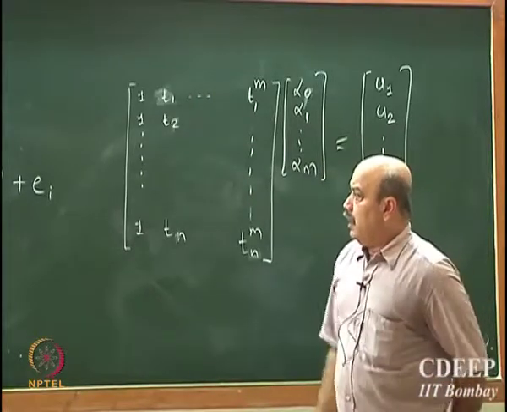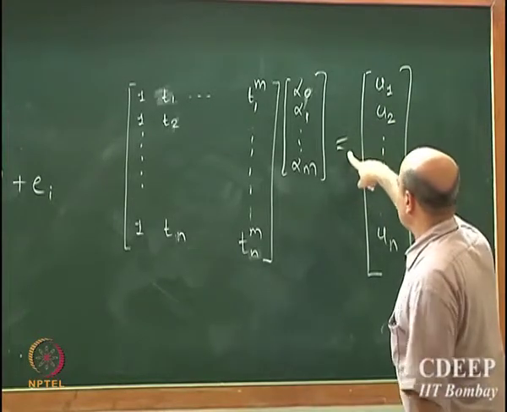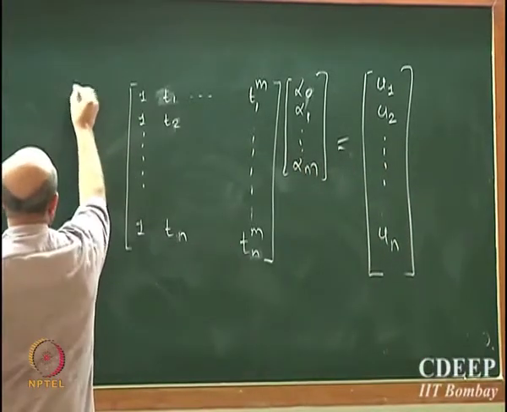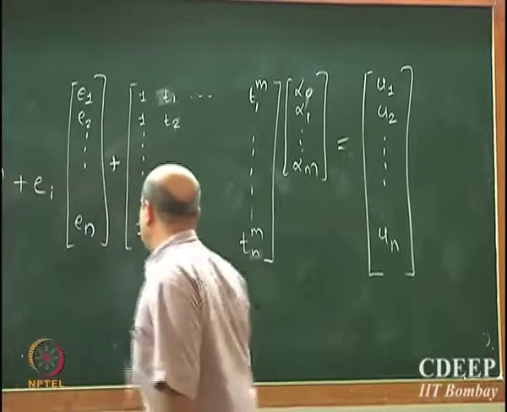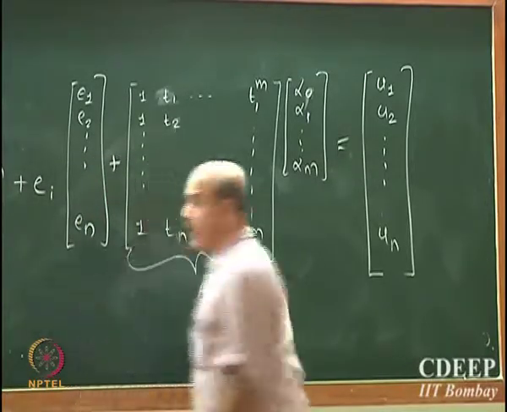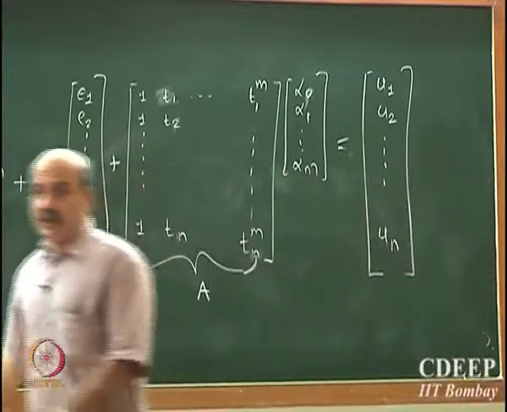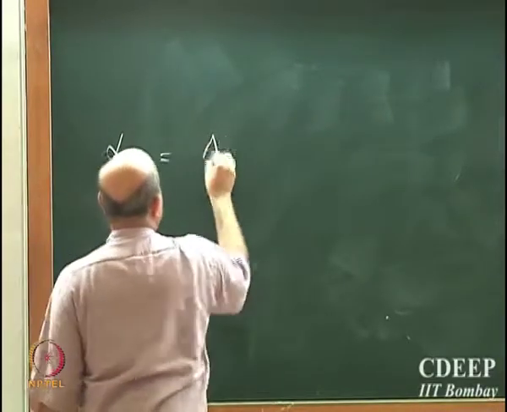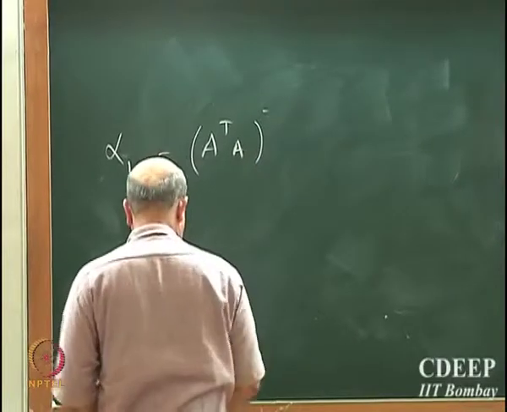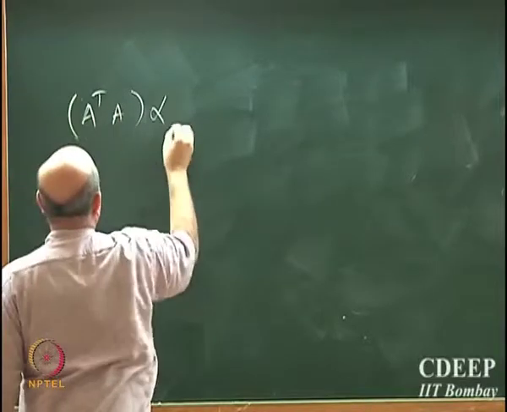Then u1, u2 will be the CP values, and of course you have this error coming up here. So this error 1, error 2, error n, this vector will be added here. So this is my A matrix, and we have solved this problem. We know that the least square solution, alpha least square, satisfies A transpose A, alpha least square, or I will write it in a slightly different way.